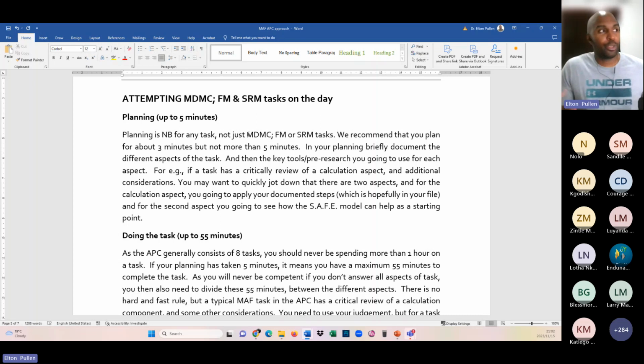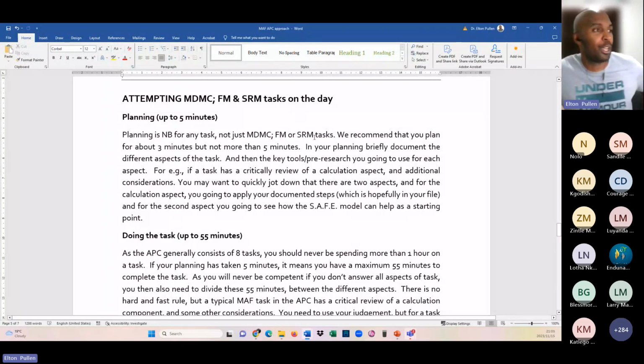I do think when you think of what is needed for competence, you have to cover both aspects of the task and you want to get to the crux of each aspect. I do think that there's going to be a need to do some planning, but not more than 5 minutes. So I would say spend up to 5 minutes to plan. And in your planning, obviously depending on what they ask you, but I'm just listing an example.